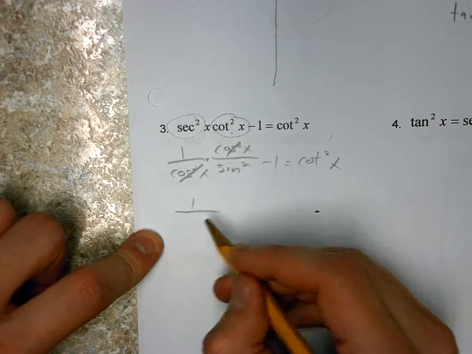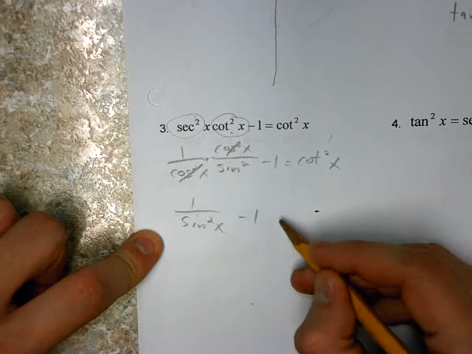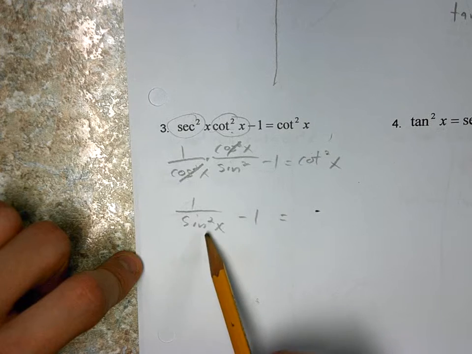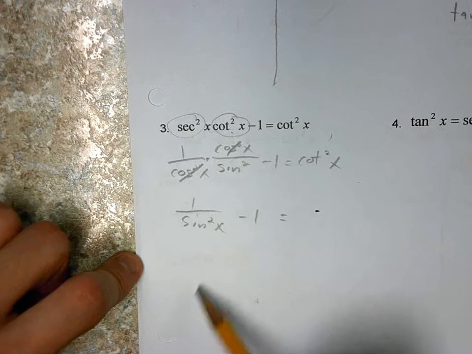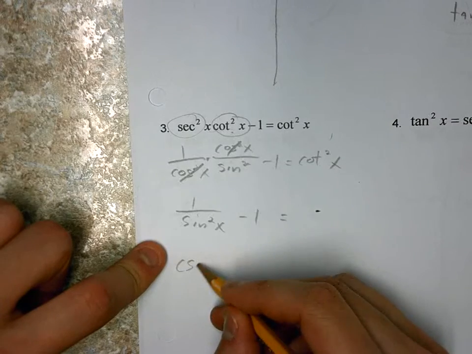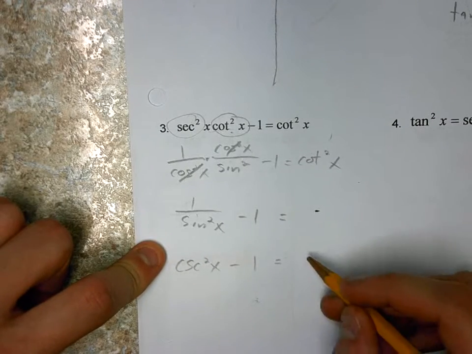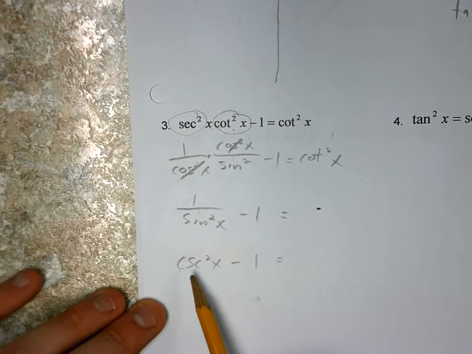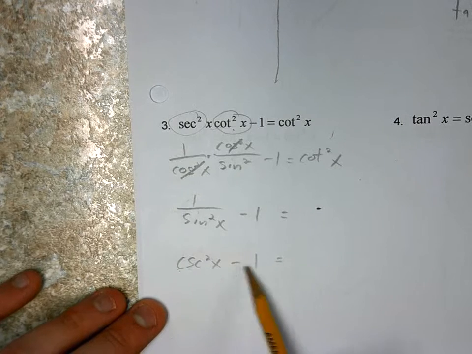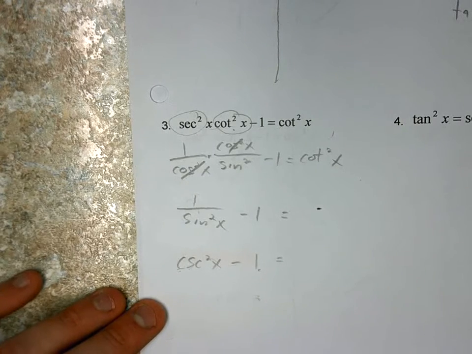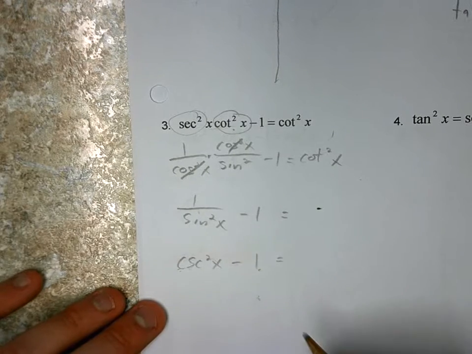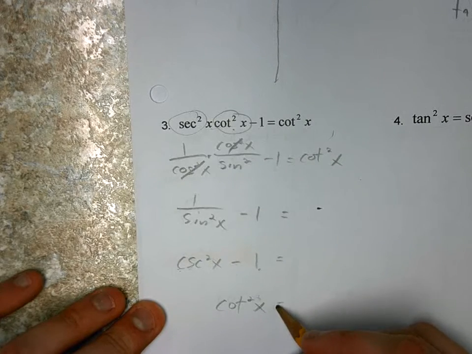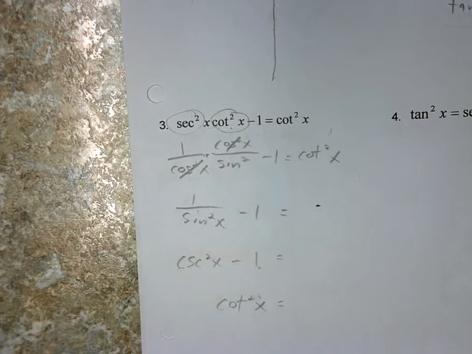Cosines cancel, and we have 1 over sine squared x minus 1 equals blank. What does this turn into? Cosecant. Oh, sorry. 1 over sine can turn into cosecant. And then you just told me, well, it's not the same one, Josh, but it's close. It's cotangent. Which one of those identities has cosecant squared minus 1 equals what? What does it equal? It equals the cotangent squared? Plus 1. No, because it's minus 1.